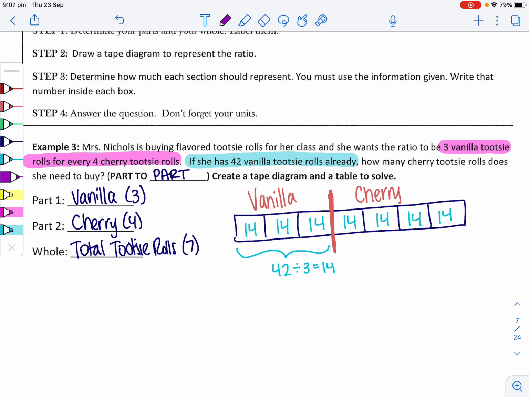So on the right side of this, I'm going to do 14 times 4 is 56. That tells me how many cherry Tootsie Rolls are on this side. And then I'm going to answer the question. It says, how many cherry Tootsie Rolls does she need to buy? Well, I'm going to answer that question as 56 Tootsie Rolls.